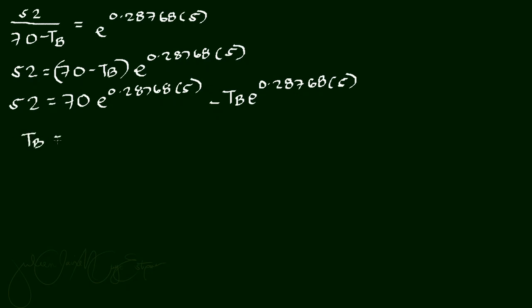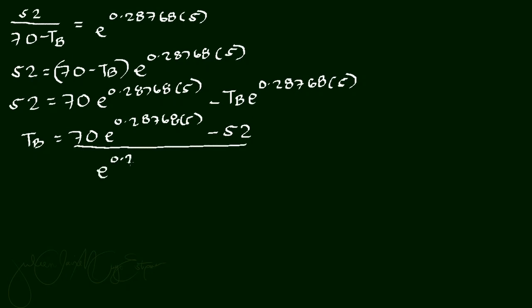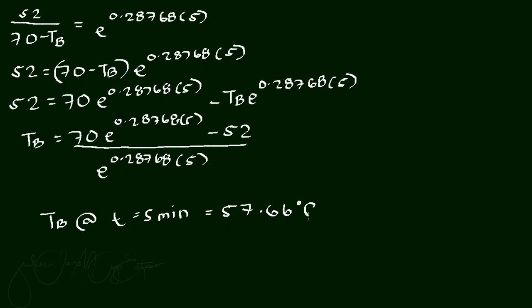Okay, let us transpose TB there. That will become TB is equal to, that will remain 70e raised to 0.28768 times 5, transposing 52. That will become negative 52. Okay, let us divide it by the coefficient. This is e raised to 0.28768 times 5. So your TB there, the temperature of the body at T is equal to 5 minutes, that is equal to 57.66 degrees Celsius.